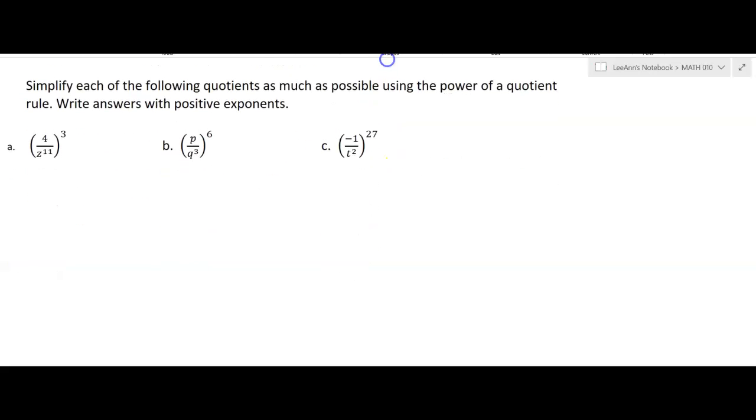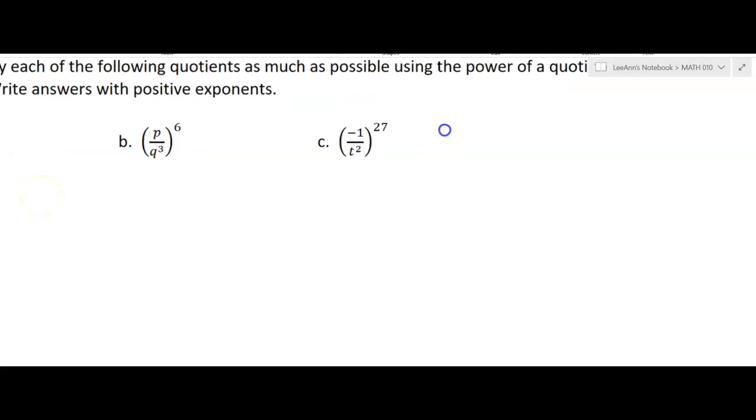So let's see what we have here. Simplify each of the following quotients as much as possible using the power of a quotient rule. Write answers with positive exponents. Okay, so for this first one, let's see if I can make these a little bigger.